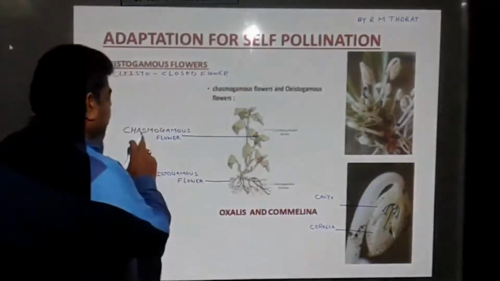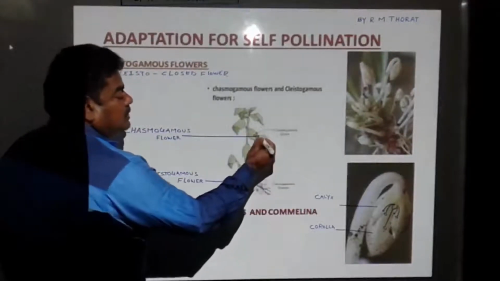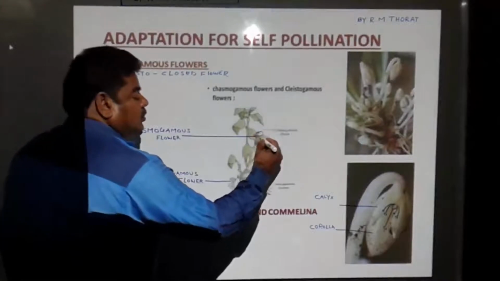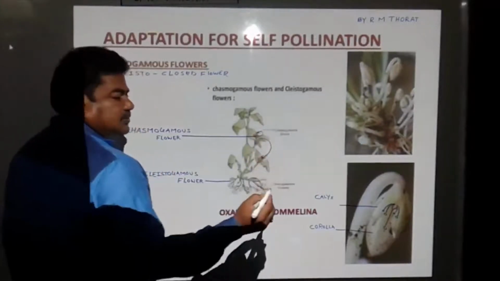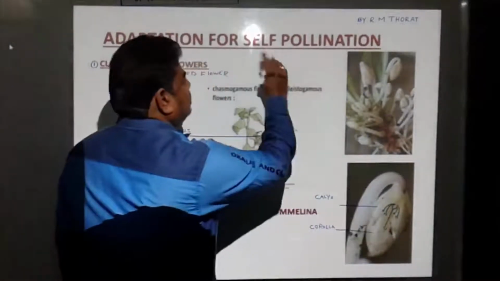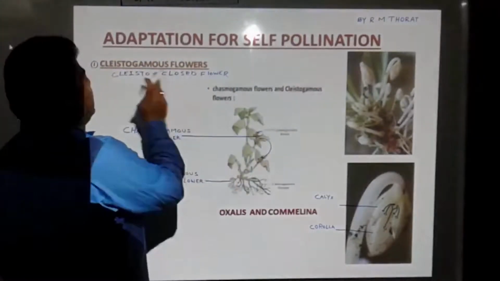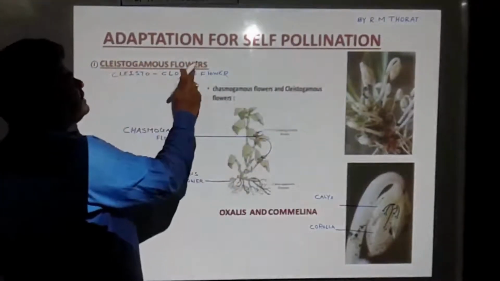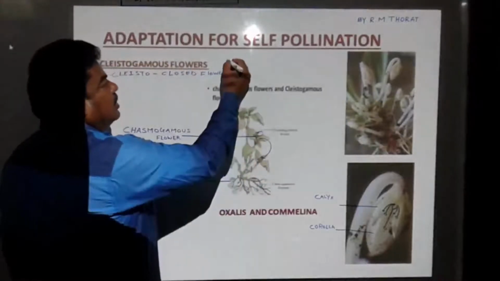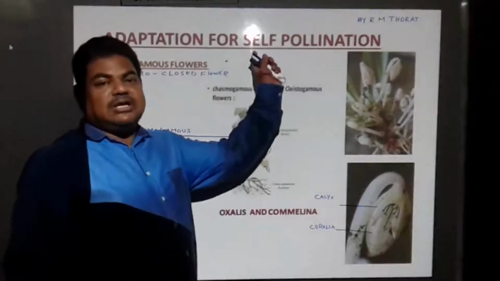But in the chasmogamous flower, which is the open flower, self-pollination as well as cross-pollination takes place. But in the cleistogamous flower, only self-pollination takes place. That is the adaptation for self-pollination. In Oxalis and Commelina, such a type of adaptation takes place for self-pollination.